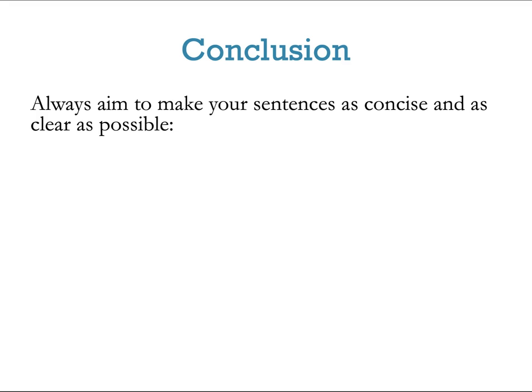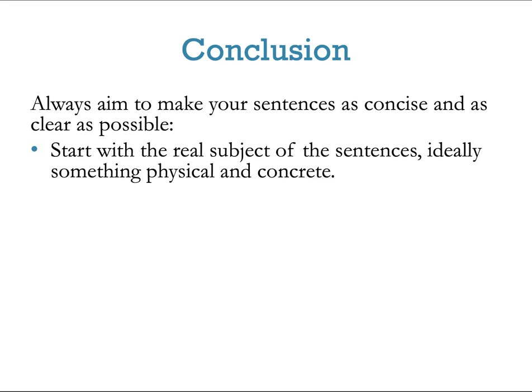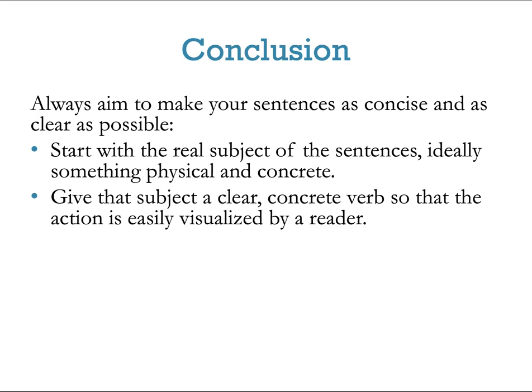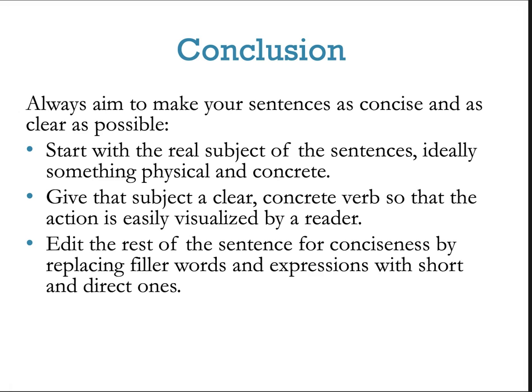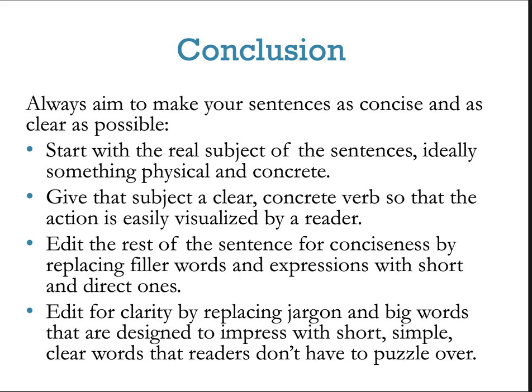So, concluding, takeaway points. Always aim to make your sentences as concise and as clear as possible. Start with the real subject of the sentences, ideally something physical and concrete. Give that subject a clear, concrete verb so that the action is easily visualized by a reader. Edit the rest of the sentence for conciseness by replacing filler words and expressions with short and direct ones. Finally, edit for clarity by replacing jargon and big fancy words that are designed to impress with short, simple, clear words that readers don't have to puzzle over.